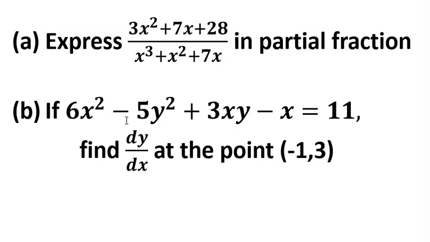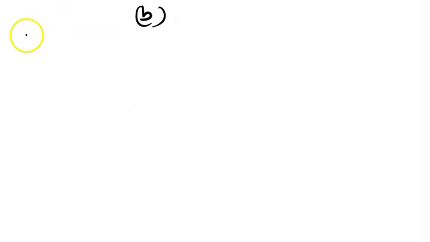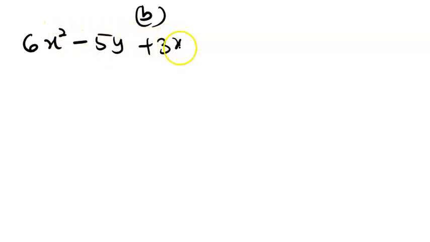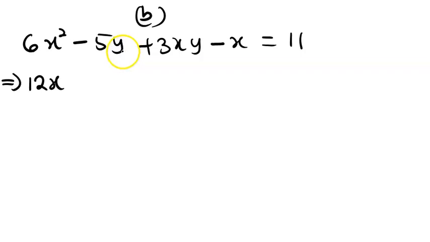Let's look at the second part. The curve is 6x squared minus 5y plus 3xy minus x is equal to 11. To find dy/dx, this is an implicit function. So when you differentiate this, we are going to get 12x, and this is y squared, so this is going to be minus 10y dy/dx, plus. Because this is a product, we use the product rule.